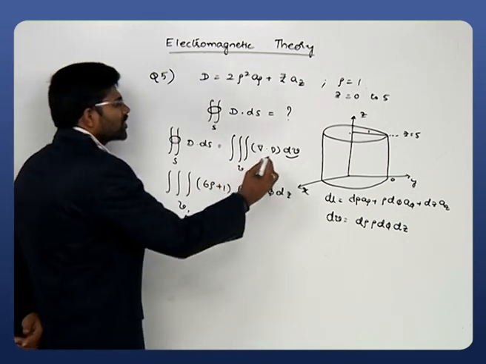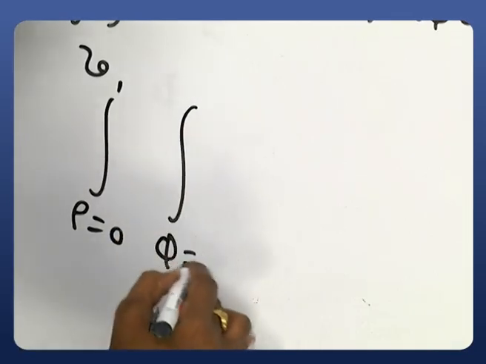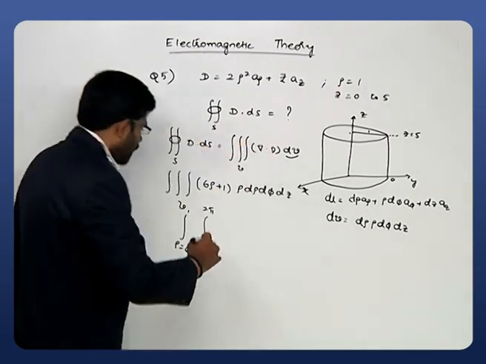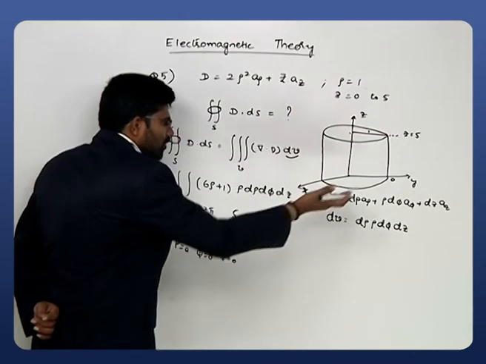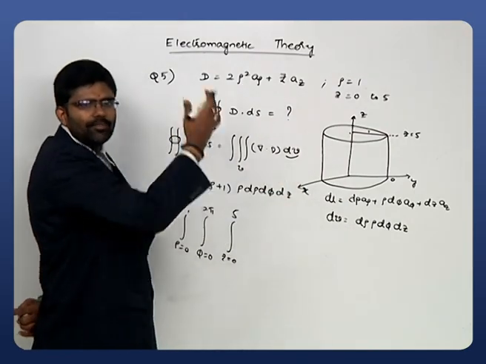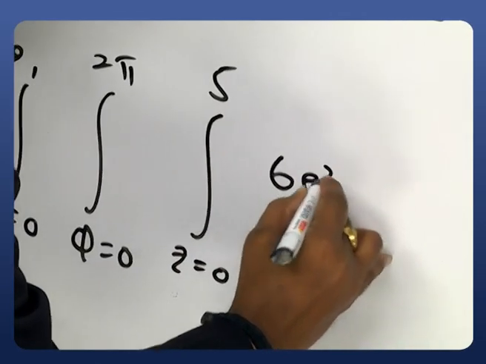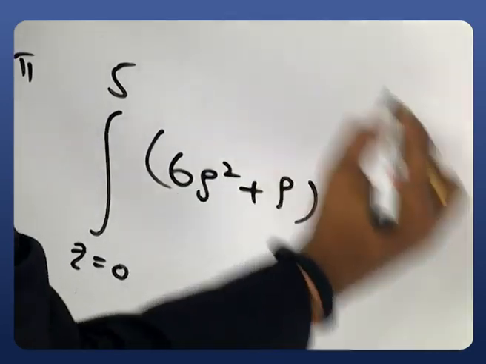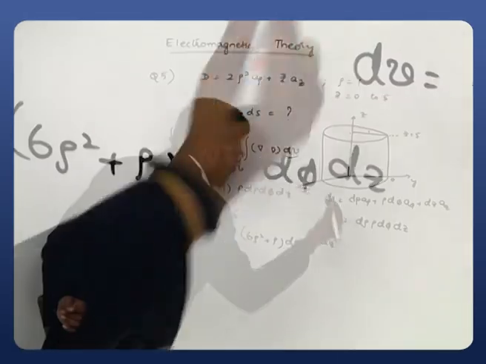The radius of our cylinder is taken from 0 to 1, and phi is always taken from 0 to 2 pi for the entire closed surface, and z is taken from 0 to 5. So the bottom is at 0 and the top is at 5. If you simplify this, what we get is (6 rho square plus rho) d rho, and there is no phi term except d phi, and the z term is dz.